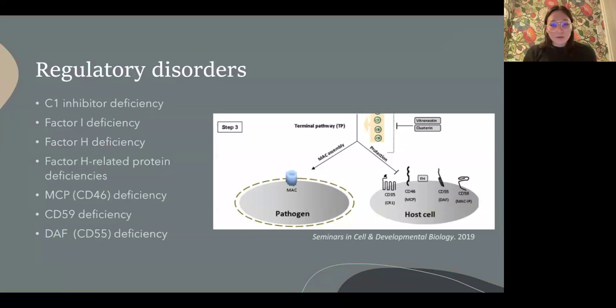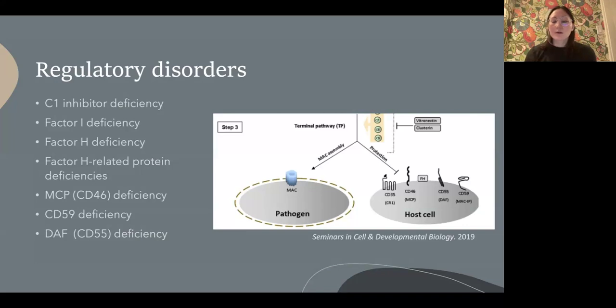So moving on to regulatory disorders. On the left are some of the regulatory proteins that I mentioned earlier that may result in disease. And then on the right is an image of our terminal pathway, which can either result in MAC assembly and killing of a pathogen, but then you also have to protect your host cells from your own complement.